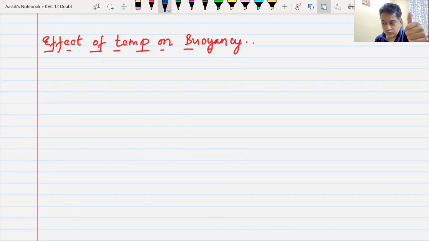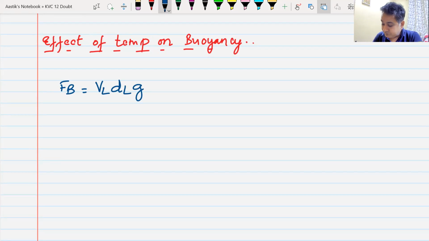Do we understand this? Yes or no? The buoyant force F_B. How much is that buoyant force F_B? It is the volume of the solid which is inside the liquid multiplied by the density of the liquid multiplied by g. Do we understand this?